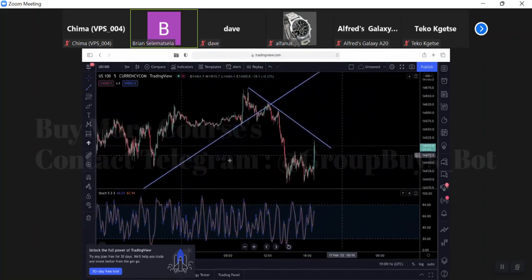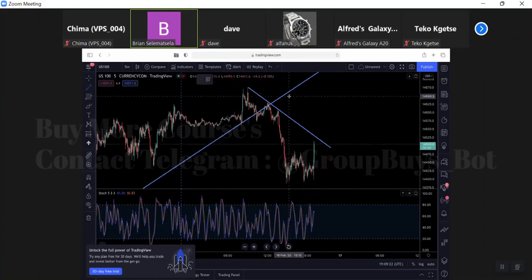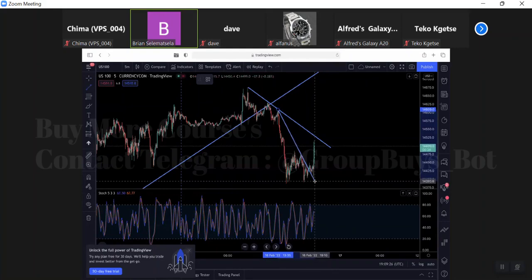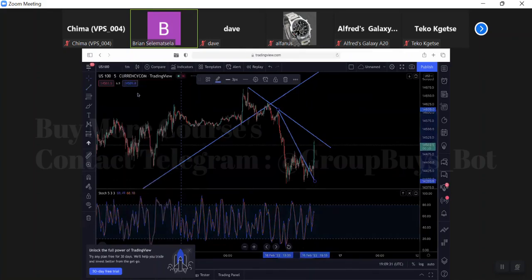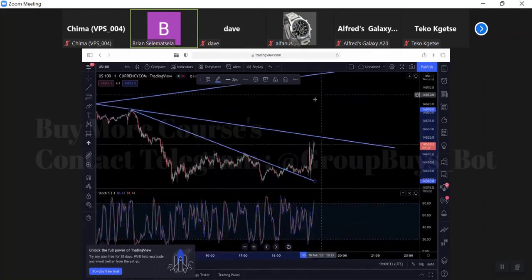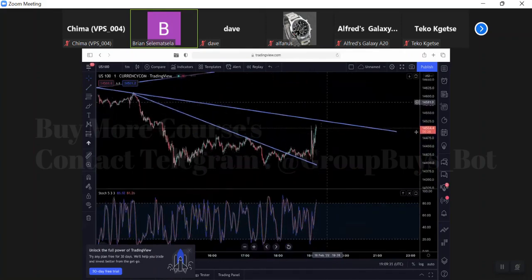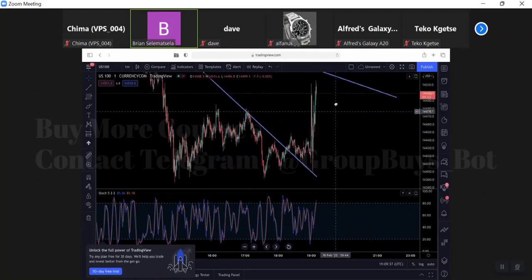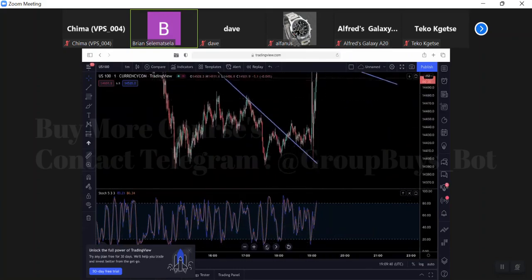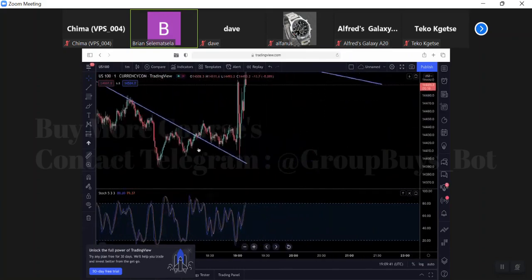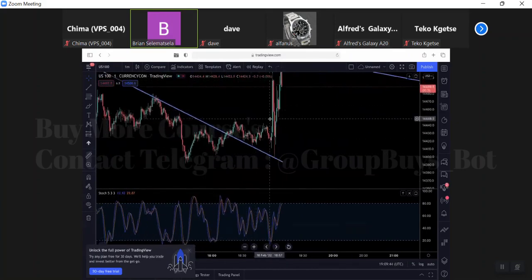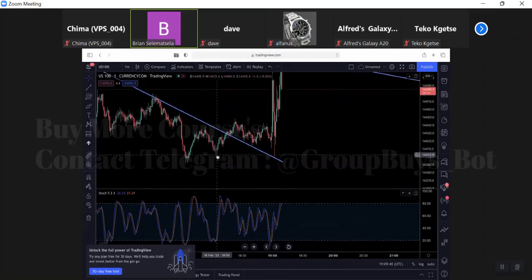So in this case, some could have used that one as a footprint, and some could have used that one as the first layer. And if you would have used that one as the first layer, of course, this will be time for you to be on the buy of this trade.